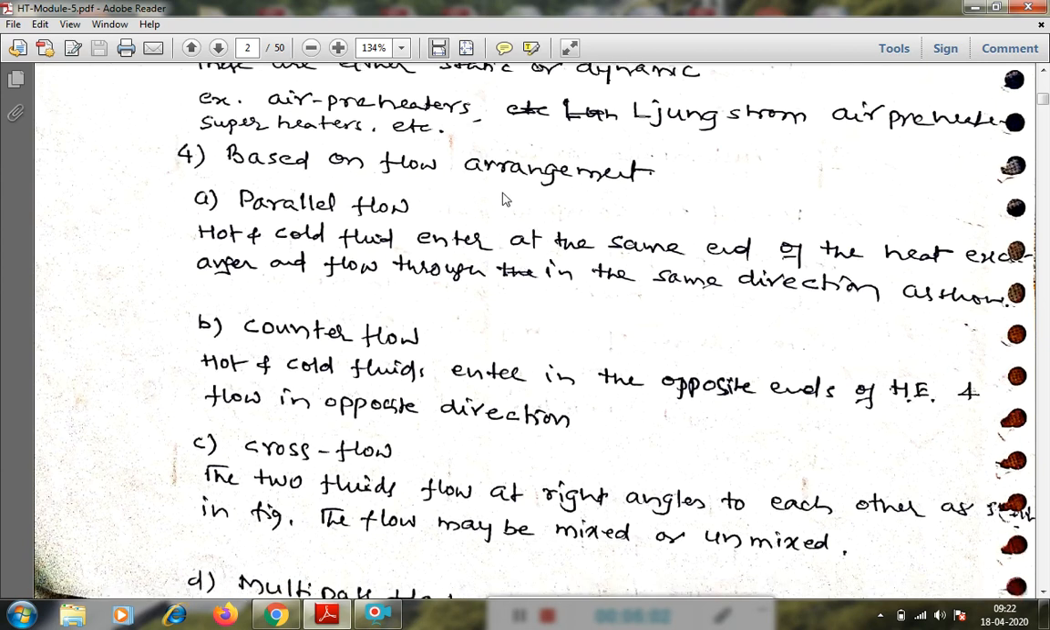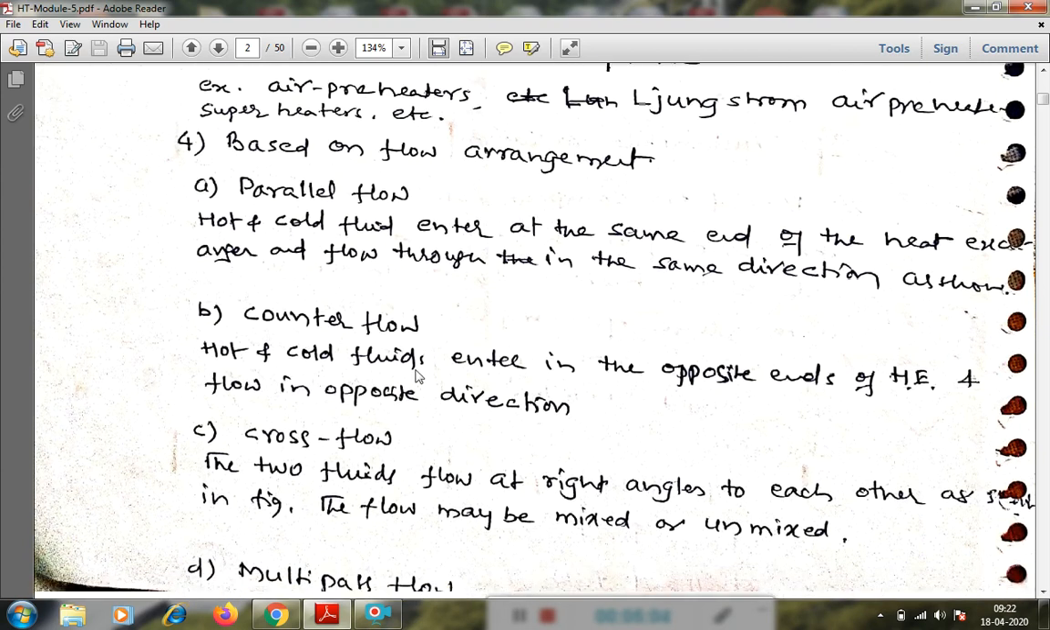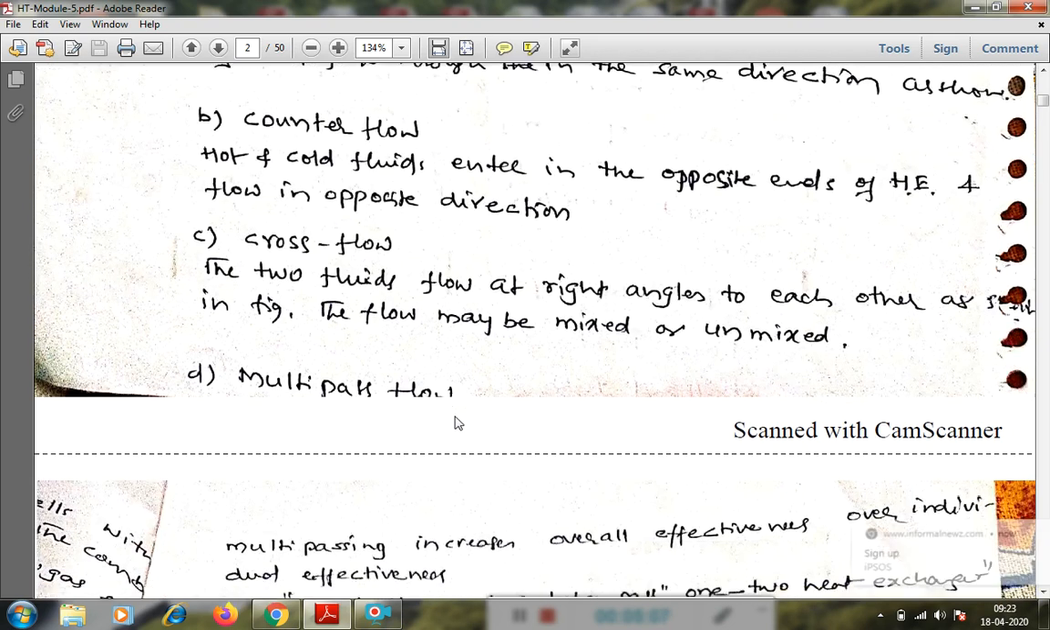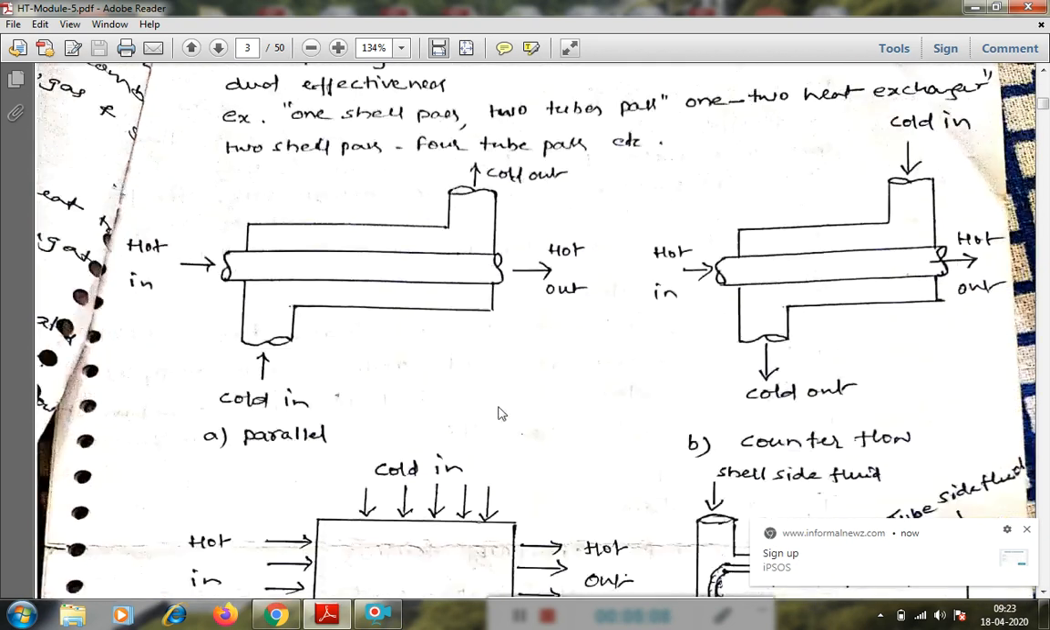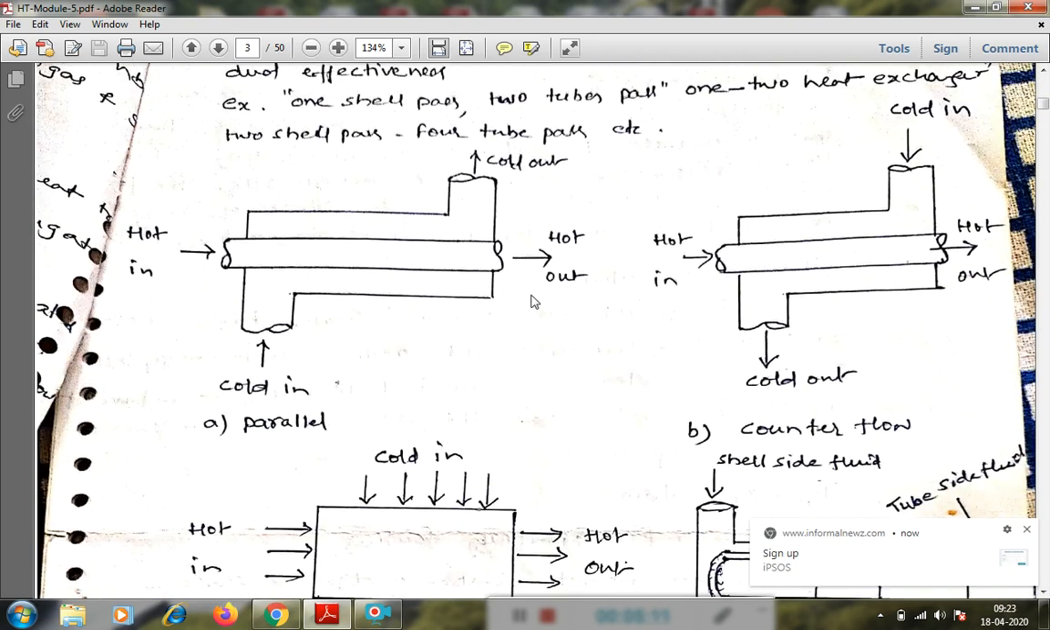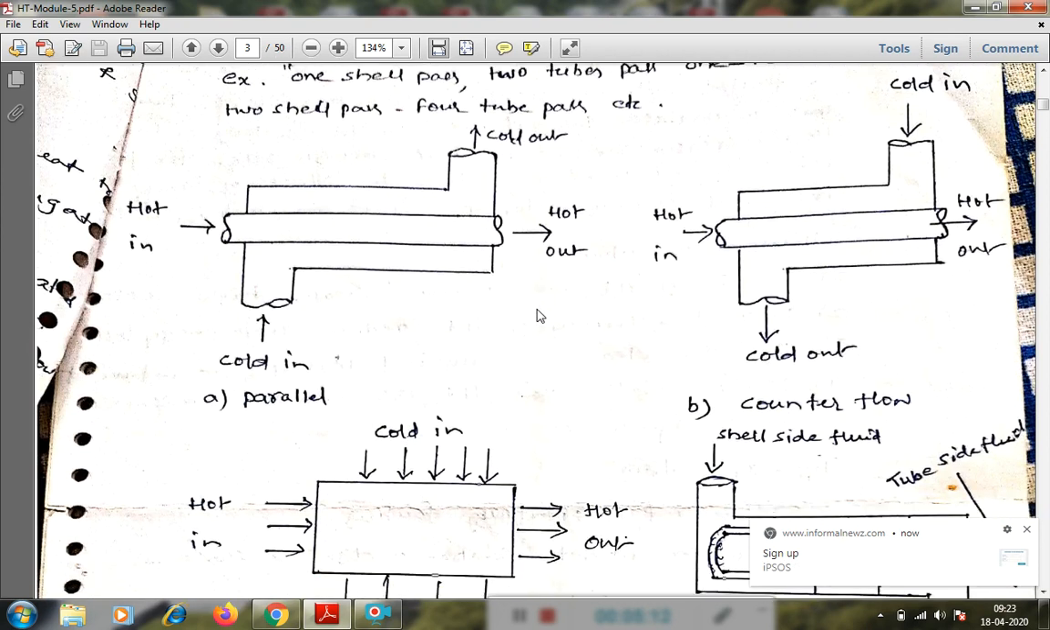That one is parallel flow, and the counter flow heat exchanger, cross flow and multi-pass flow heat exchangers. Those are explained with this sketch, all the different types based on the flow of the fluid. The first one is a parallel flow heat exchanger. In that parallel flow heat exchanger, hot and cold fluids are flowing in the same direction.